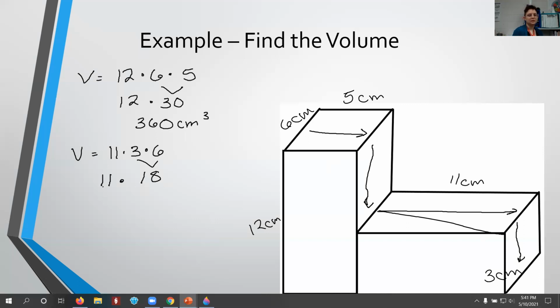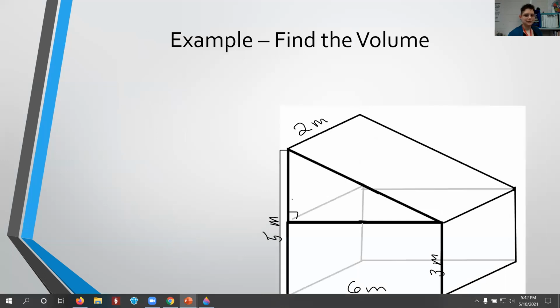Again, 3 times 6 is 18. 11 times 18. This is a shortcut for multiplying 11 times any two-digit number. You write down the two numbers with a space in the middle, and then you add them for the middle digit. So 1 plus 8 is 9. So the volume of the second rectangular prism is 198 centimeters cubed. The last step is to add them together. So 360 plus 198 gives us a total of 558 centimeters cubed, because it is a type of volume.